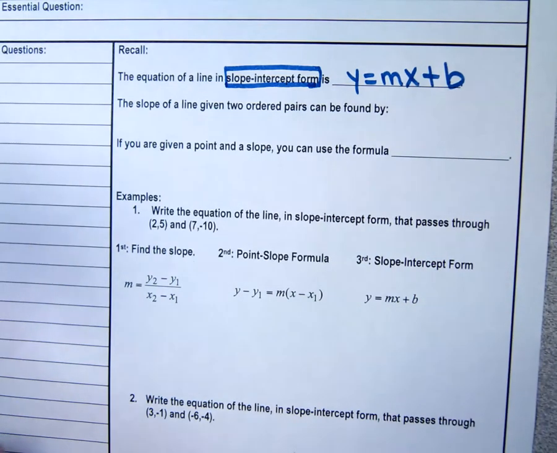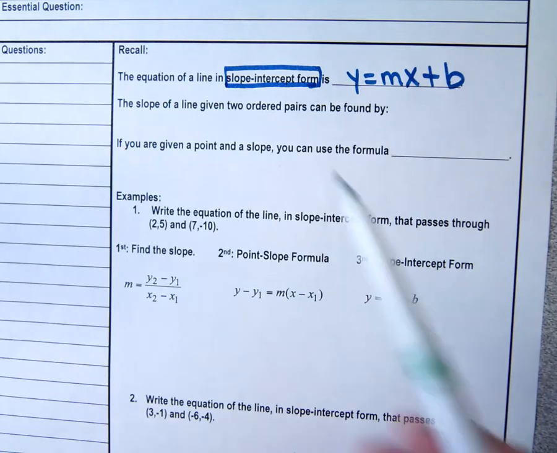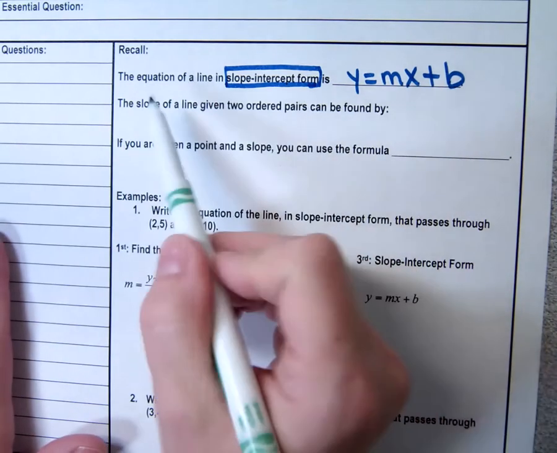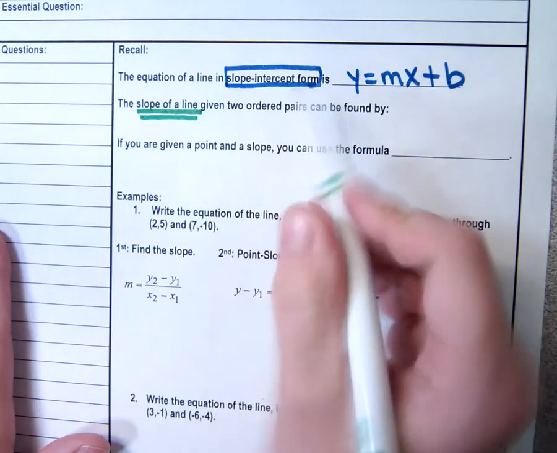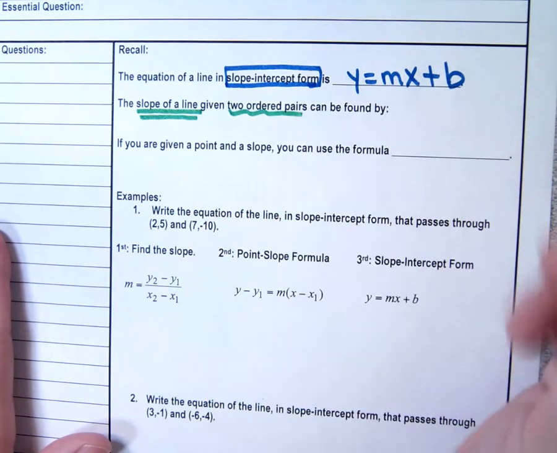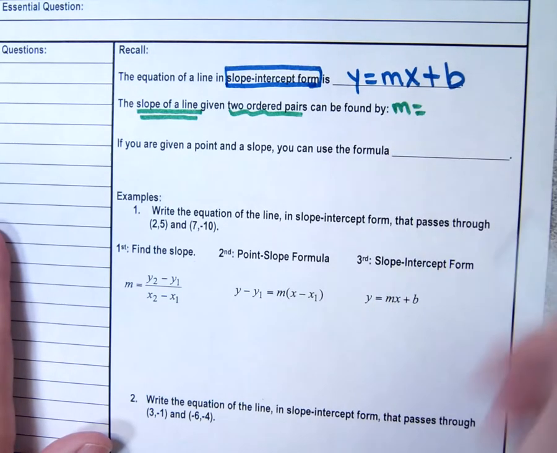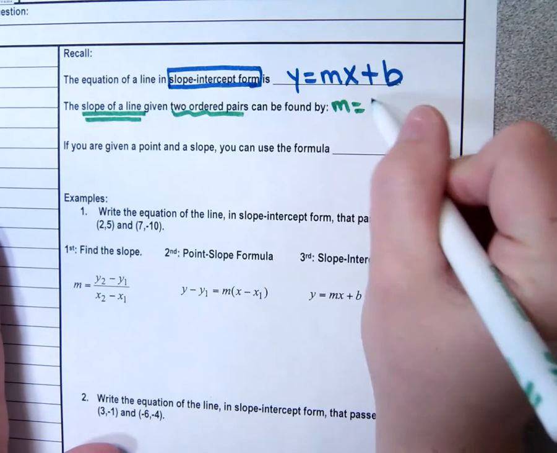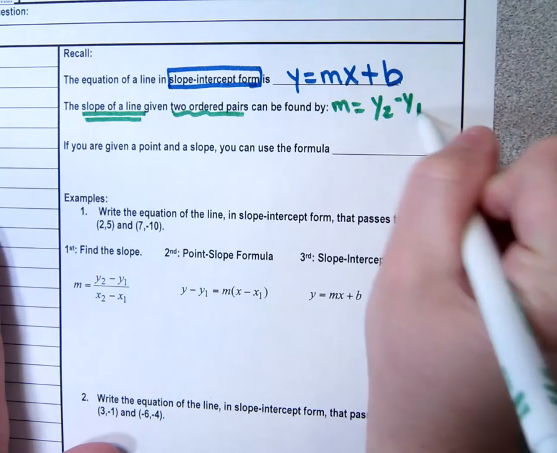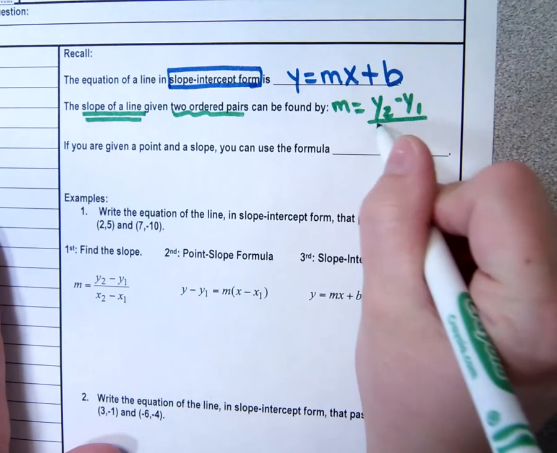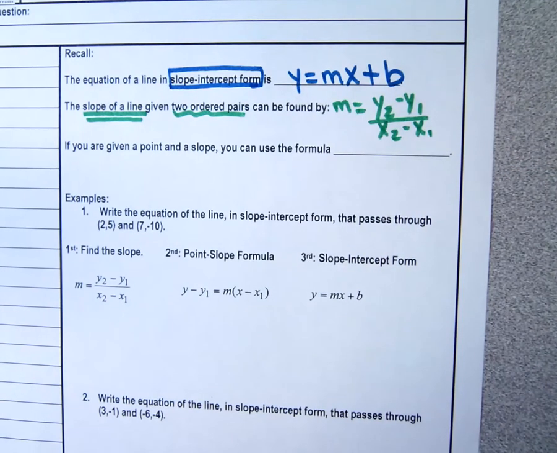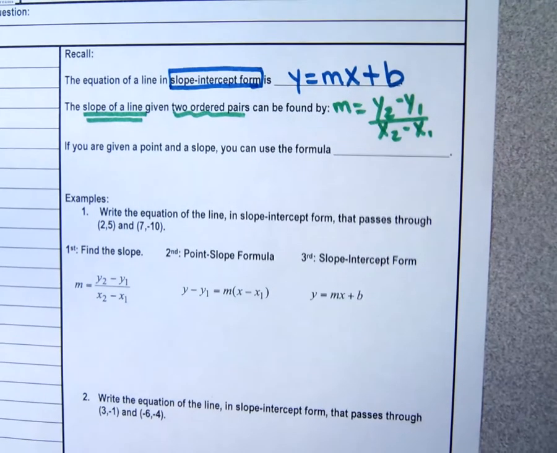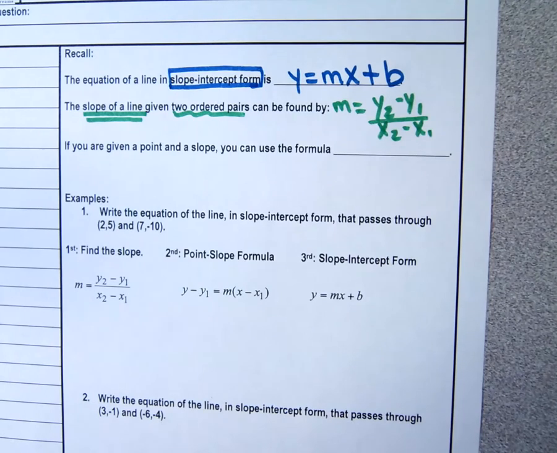Okay, the second one says, the slope of a line given 2 ordered pairs can be found by, okay, so do you guys remember the formula for slope of a line if we're given 2 ordered pairs? M equals y2 minus y1 over x2 minus x1. That's the formula we use whenever we're given 2 points and we want to find the slope of the line through those 2 points.